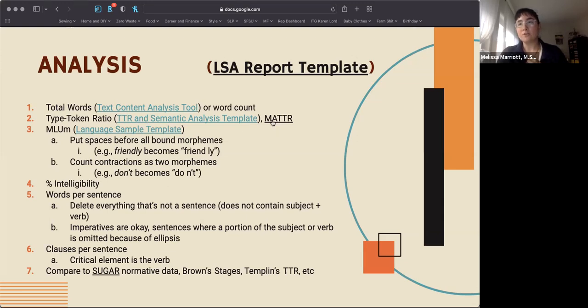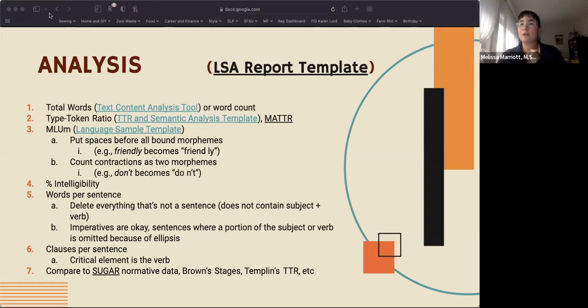So I also linked to an article on moving average type token ratio. The article teaches you how to calculate a handful of different type token ratios and then average them to get a better representation of the diversity of a student's vocabulary. Okay, so mean length of utterance and morphemes is the next one we're going to do.